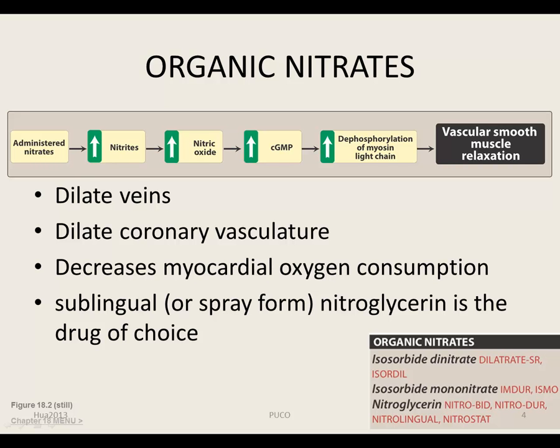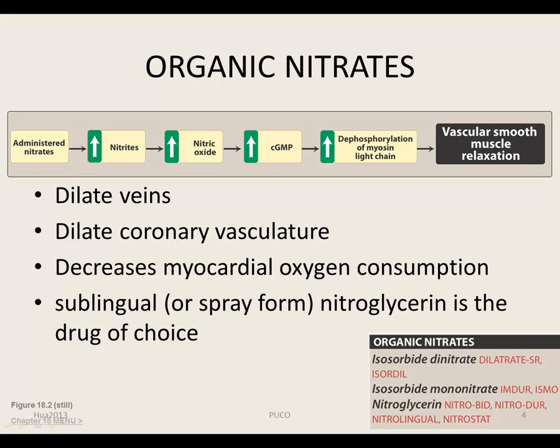Organic nitrates such as nitroglycerin, which is also known as glyceryl trinitrate, are thought to relax vascular smooth muscle by their intracellular conversion to nitrite ions and then to nitric oxide, which in turn activates guanylate cyclase and increases the cellular cyclic GMP. Elevated cyclic GMP ultimately leads to dephosphorylation of the myosin light chain, resulting in vascular smooth muscle relaxation. Sublingual or spray form nitroglycerin is the drug of choice.